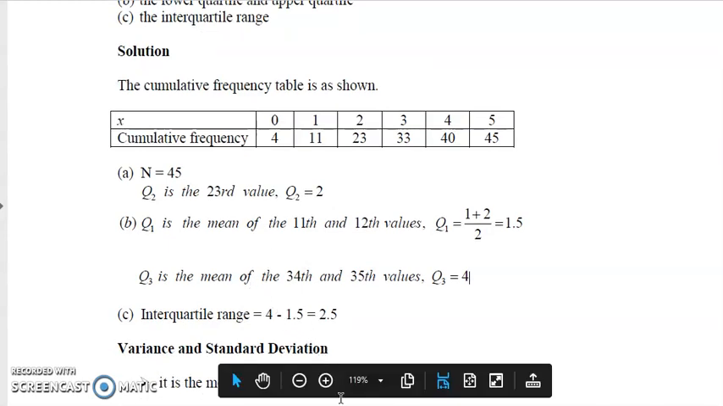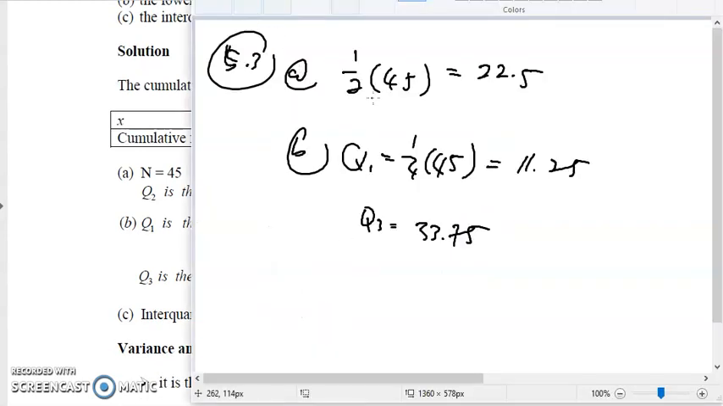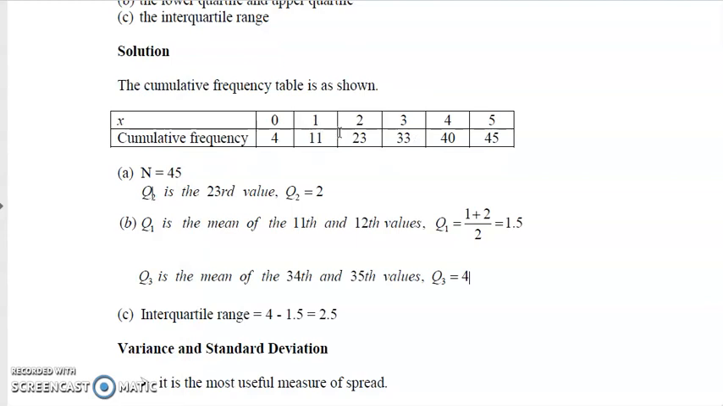So let's see how we can calculate the median. The median is 1 over 2 of 45, which is 22.5. If you look at the cumulative frequency, 22.5 is somewhere over here. That's why Q2 is 2. I hope you're clear about this part.